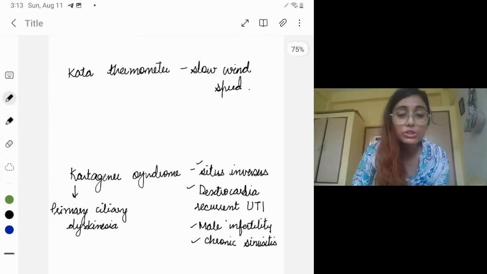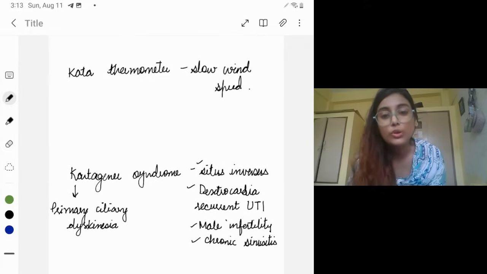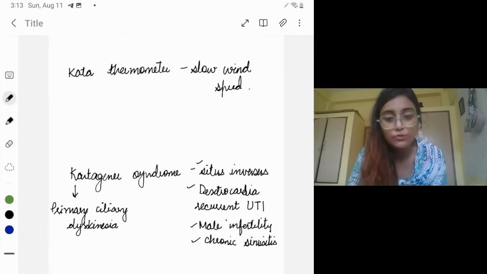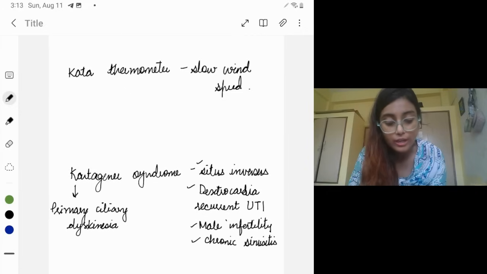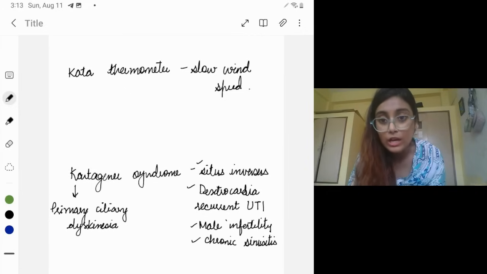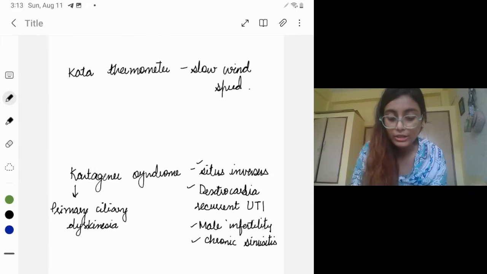And another question was on Kartagener syndrome. I think the question was formed very differently in the sense that they had given a male patient with dextrocardia and recurrent UTI. So you do know that Kartagener syndrome is a primary ciliary dyskinesia. So the patient's cilia is not moving. That is why they'll have recurrent UTIs. Along with that, you'll have dextrocardia. You'll have situs inversus, male infertility and chronic sinusitis.